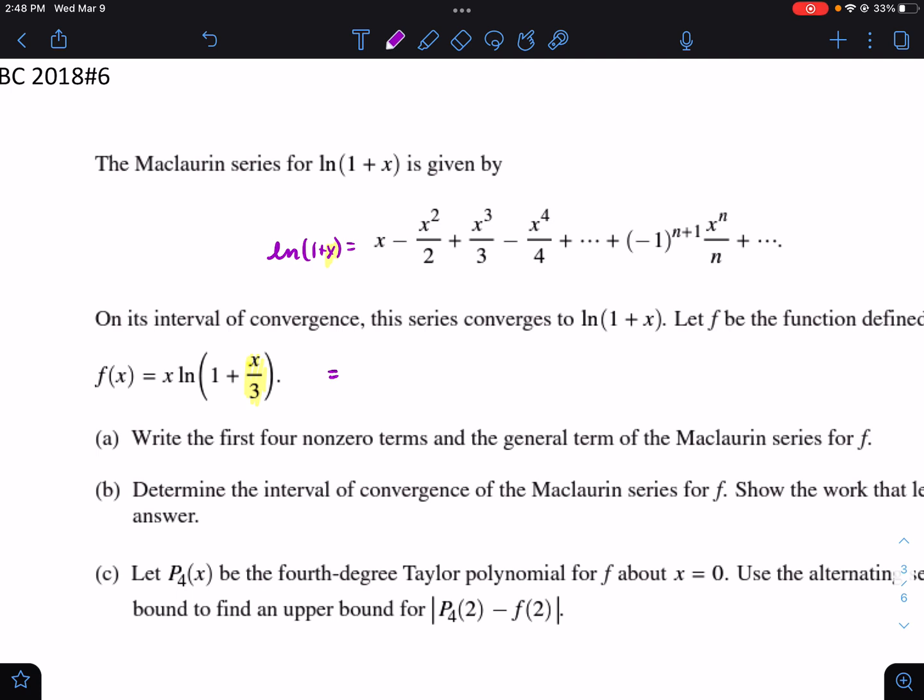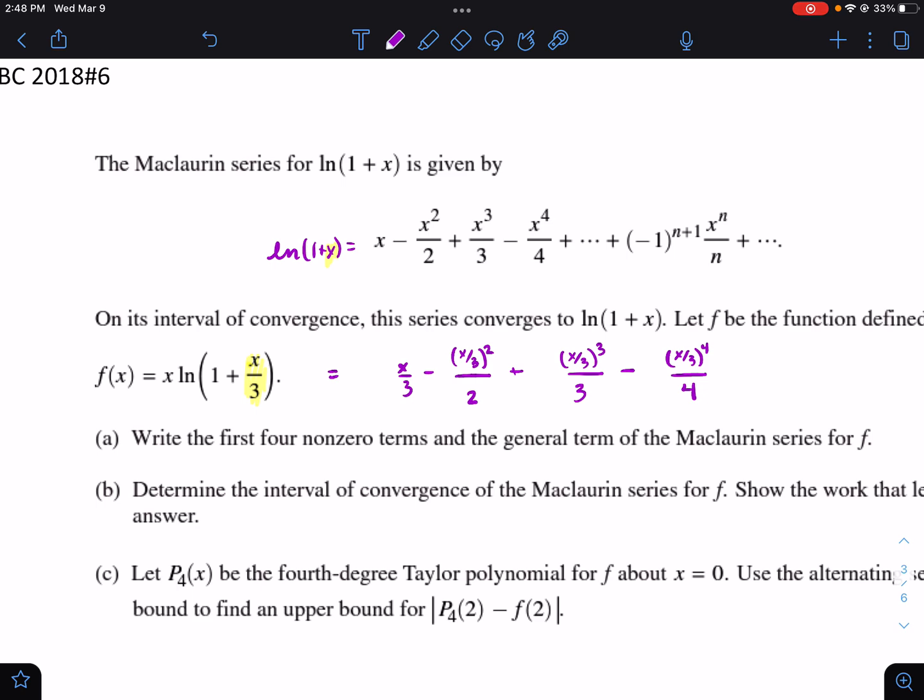So the first term, the x becomes x over 3. The next term, I'm going to have x over 3 squared divided by 2. Then I'm going to have x over 3, quantity cubed, divided by 3. I'm leaving myself a little bit of space because I know I'm going to be multiplying by x. Then I have x over 3 to the 4th over 4.